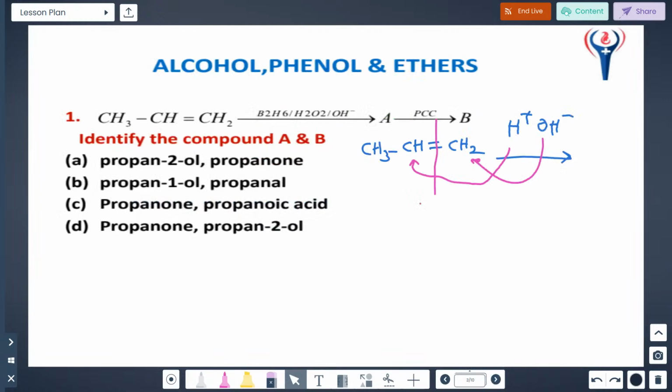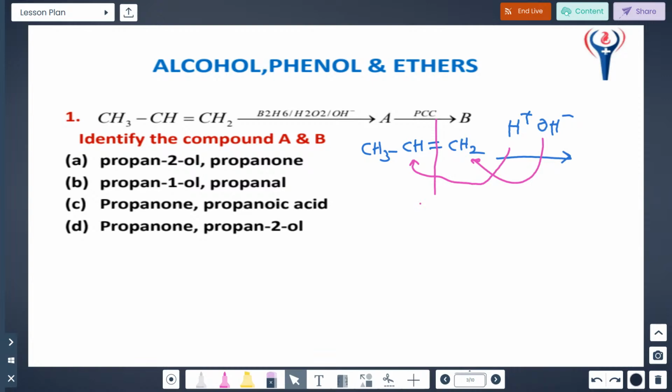You know that one alkene is given, so diborane is added to get A. Again with A to B we are adding PCC. So we have to find out the A and B. That's the question. So propene I have given here. Whenever you see the diborane, you must know here we have to follow anti-Markovnikov rule. So water is added according to anti-Markovnikov rule, that is called diborane.